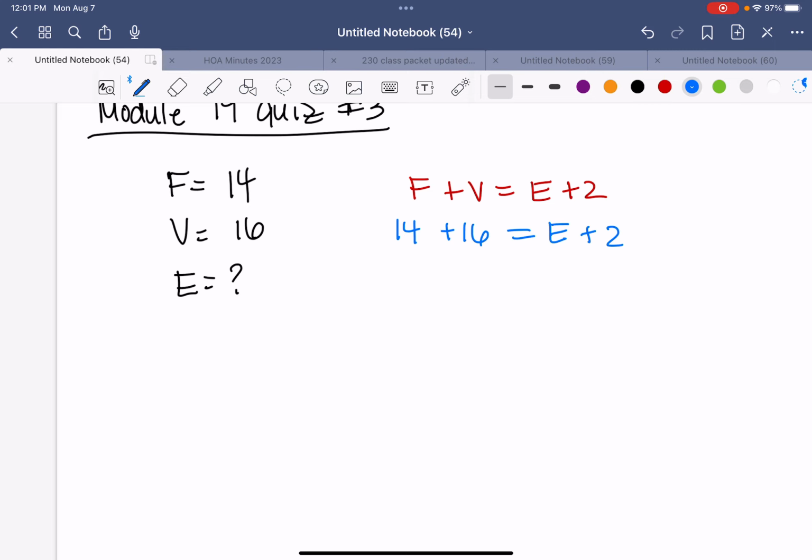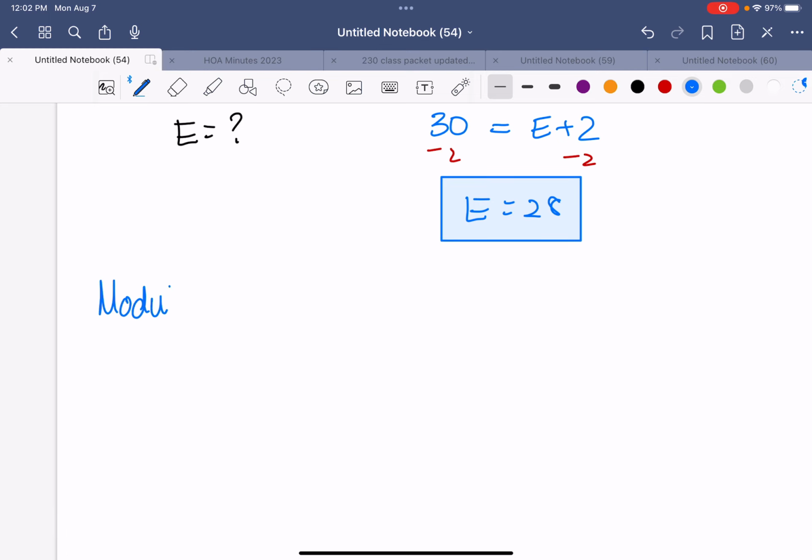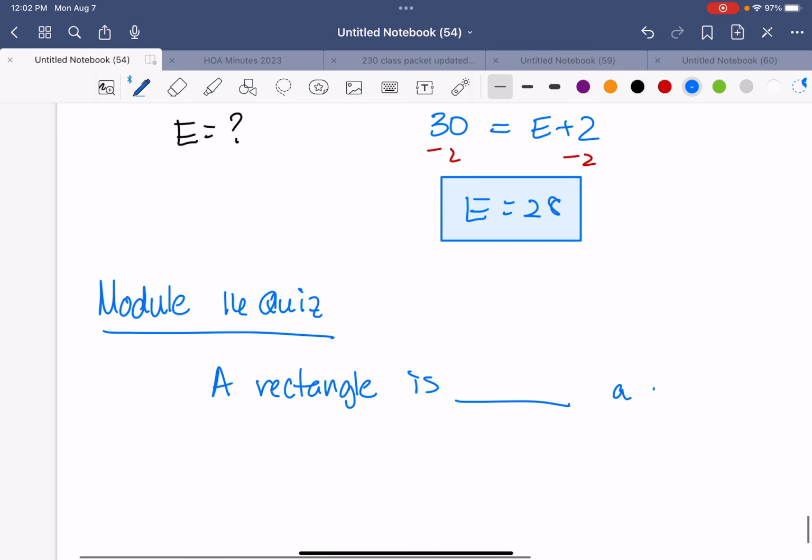Okay, so the next was your question about Module 16 and the quiz there. It says a rectangle is sometimes a rhombus. I selected never and got it wrong. Okay, so you have a rectangle is blank, a rhombus.